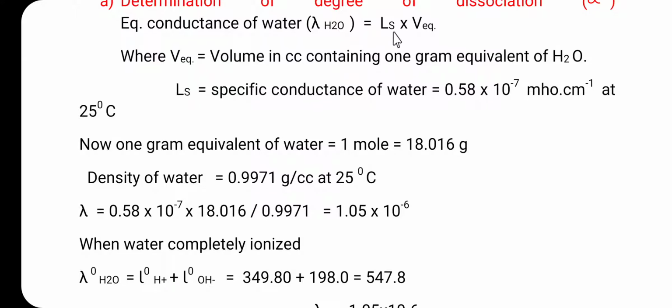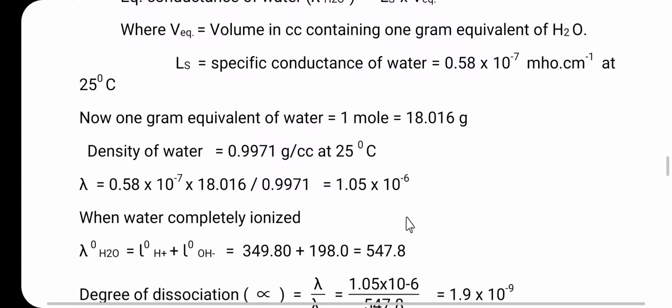So in this equation, lambda is equal to Ls into V, that is Ls into mass divided by density. So lambda is equal to the value of Ls, 0.58 into 10 raised to minus 7, times the mass 18.016 divided by the density of water at 25 degrees Celsius, 0.9971. When we solve this, we will get the value of lambda, the equivalence conductance of the water, and it is 1.05 into 10 raised to minus 6.